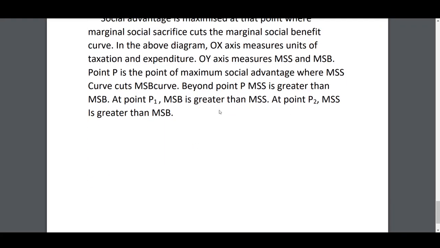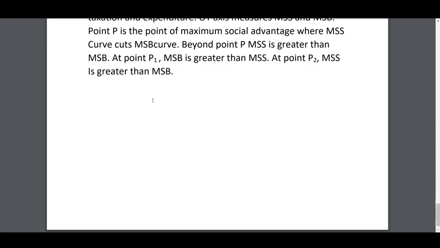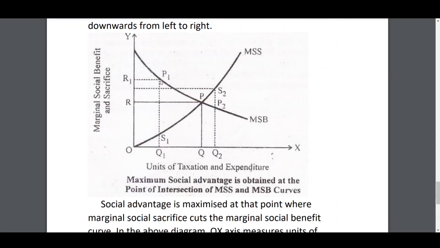The maximum social advantage is where the MSS curve cuts the MSB curve. But beyond point P, what is happening? See here, this is the point P1. MSB is greater than MSS. The MSS curve lies below the MSB curve. Therefore, MSB is greater than MSS at point P1. So, this is not the point of maximum social advantage.